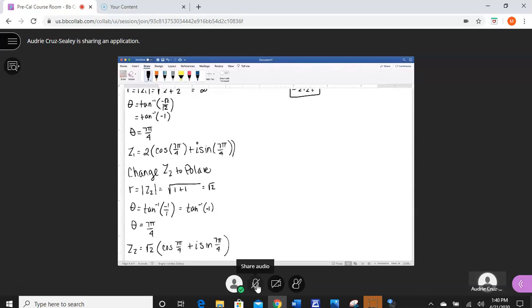Now, since they're both in polar form, we are ready to answer the question. The first one says, find Z1 times Z2. If you do that and go back to the formula we learned yesterday, you multiply your R's together. Do you agree that we would get 2 times the square root of 2? Because our R for Z1 was 2, and our R for Z2 was the square root of 2. So 2 times the square root of 2.